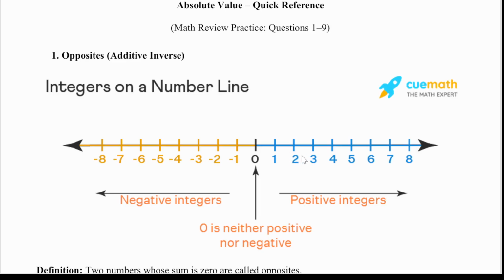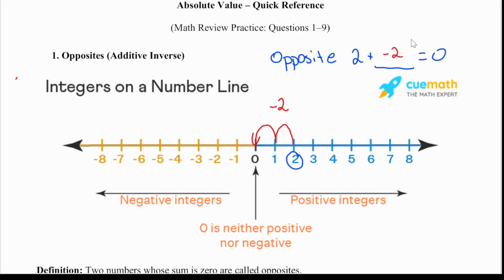And if we're talking about, let's say, the number 2, if I want to know the opposite of the number 2, that's asking 2 plus what number is going to give me 0? And you might be thinking, oh, well, I do 2 minus 2 to give me 0. Well, that's the same thing as adding a negative 2. So 2 plus negative 2 is 0.